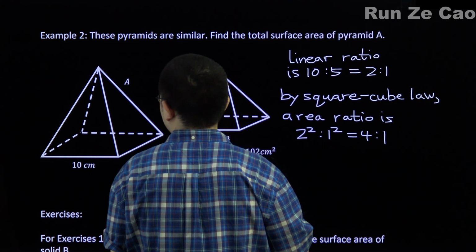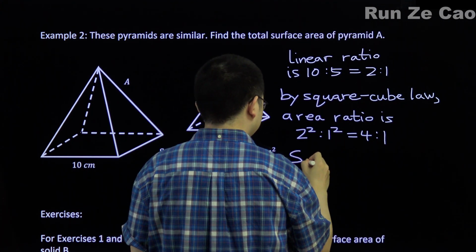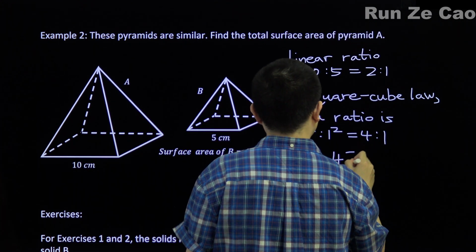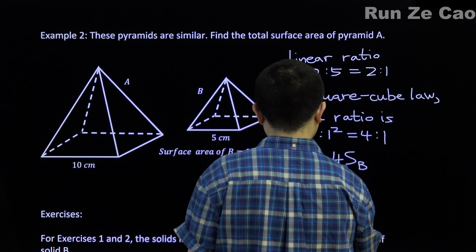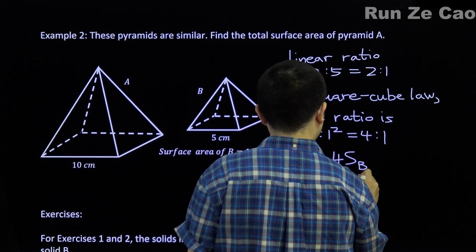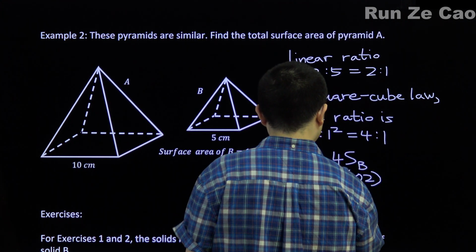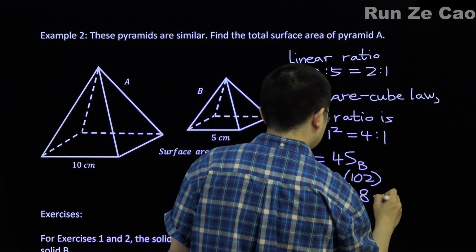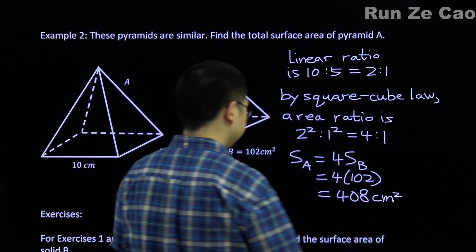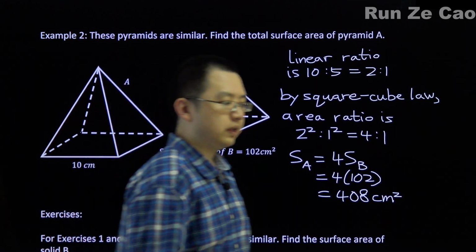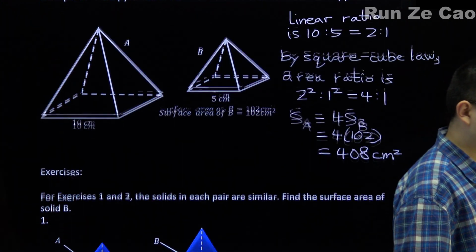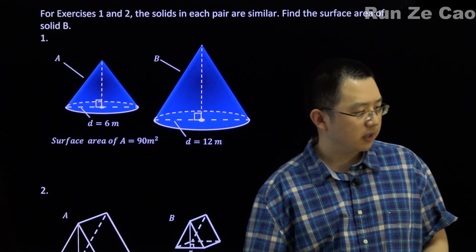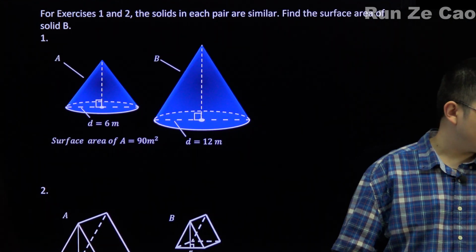The total surface area of pyramid A, so the surface area of A, is therefore equal to 4 times the surface area of B. So 4 times 102 centimeters squared, which gives us 408 centimeters squared. Now let's do some exercises. For exercises 1 and 2, the solids in each pair are similar. Find the surface area of solid B.